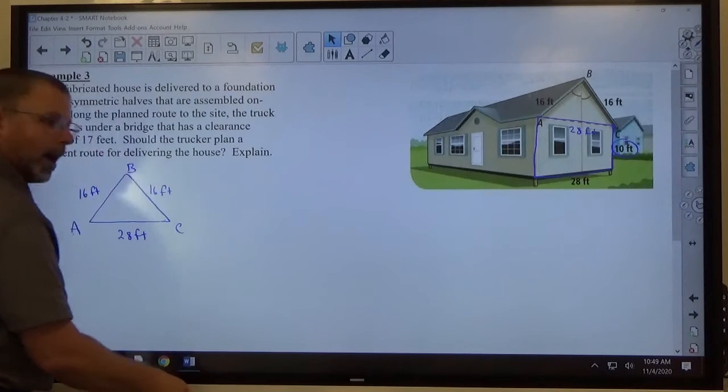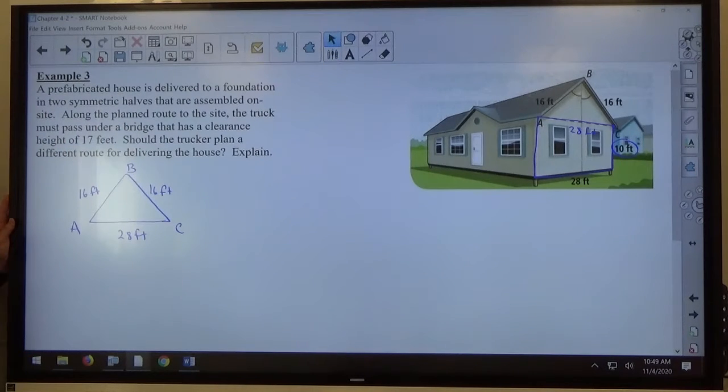Okay, going back to my isosceles triangle vocabulary that we talked about on Monday, the two sides that are equal in the isosceles triangle are called the legs. The non-equal side is called the base. The base angles are equal to each other, and the vertex is opposite the base, right? So B is the vertex of this isosceles triangle.